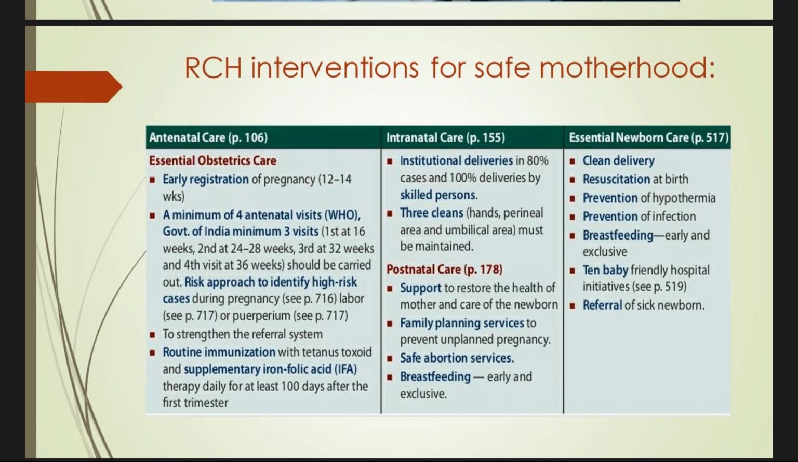And what about intranatal care? Institutional delivery in 80% of the cases, and 100% deliveries only by trained skilled persons, with clean hands, clean perineal area after vaginal toileting, and clean umbilical area. So asepsis should be maintained. And postnatal care: support to restore the health of the mother and care of the newborn, family planning services to prevent unplanned pregnancy, safe abortion services, and exclusive breastfeeding for the initial 6 months to boost up the immunity, because antibodies and all will be available in the breast milk itself.